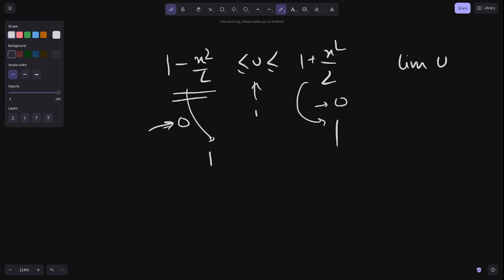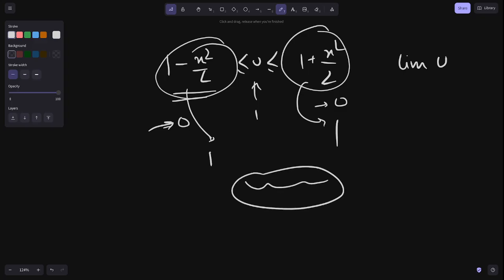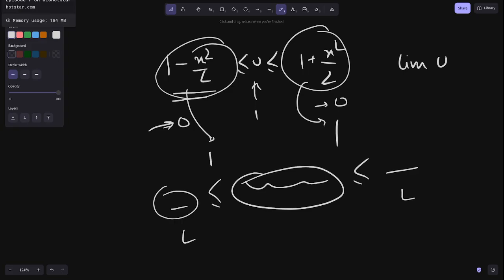In the exam there might be a case where this is not given to you. It can be some random huge function. You have to find the lower limit and the higher limit, and if their limits are equal, then you can easily find the limit of u, because finding the limit for this directly might be harder. So you have to do that.